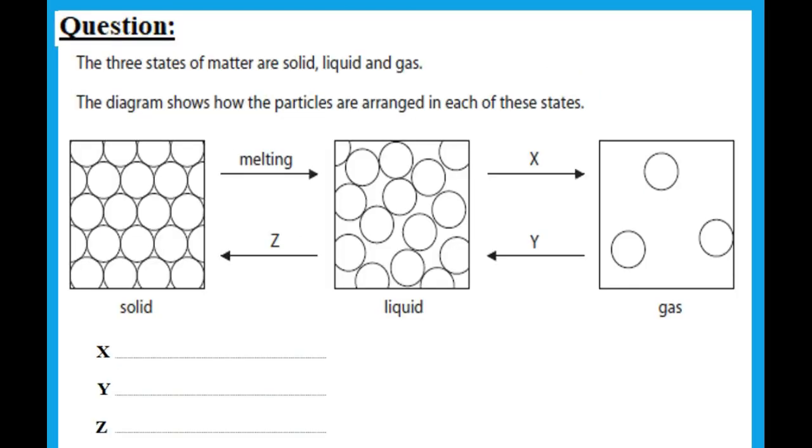So let's take a look at a typical question. A question like this says, what is X and what is Y and what is Z? So where is X? And take note of the arrow. Where is the arrow going? The arrow is going from liquid to gas. Yeah, that is boiling. From gas to liquid, condensation. From liquid to solid, freezing.